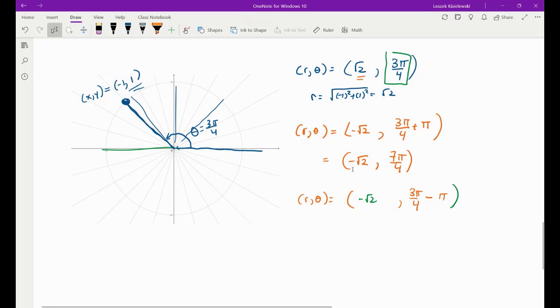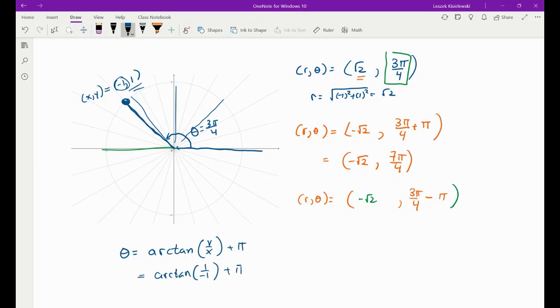Oh, yeah, thank you. So what you're saying is, yeah, we had a formula for when the x coordinate is negative, that theta is arctangent of y over x plus pi. So arctangent of -1 is negative pi over 4, plus pi. Indeed, that would give us 3 pi over 4. Very good.